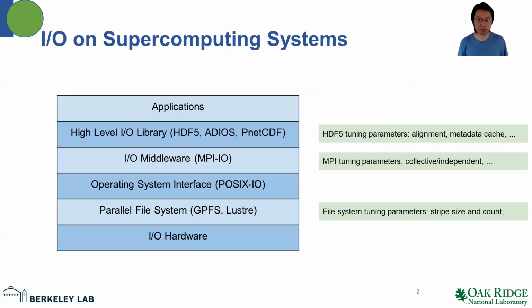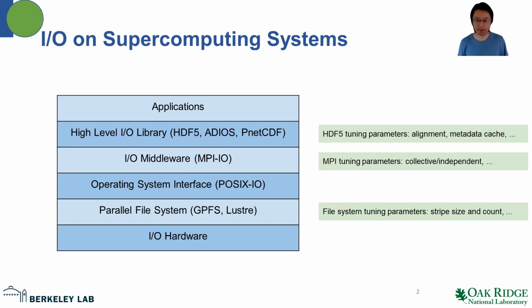First, I will talk about the I/O stack on the supercomputing systems. High-performance computing applications often utilize high-level I/O libraries such as HDF5, ADIOS, and PnetCDF for their simplicity to handle the I/O requests. These high-level I/O libraries implement parallel I/O through the I/O middleware such as MPI I/O, which then calls the operating system interface, POSIX I/O, and interacts with the parallel file systems such as GPFS and Lustre. The parallel file system then forwards the I/O request to the actual I/O hardware.